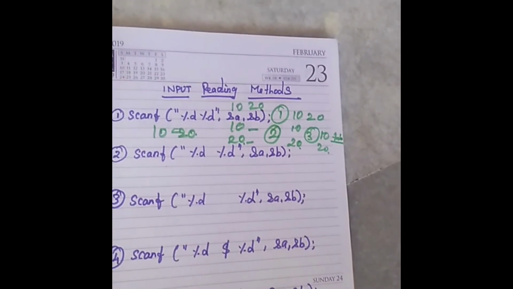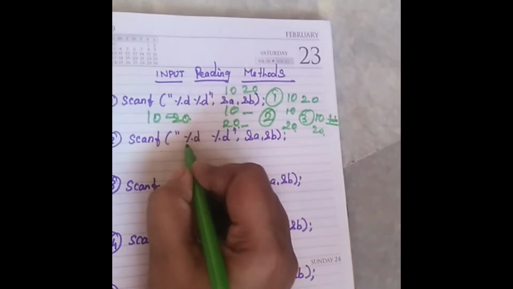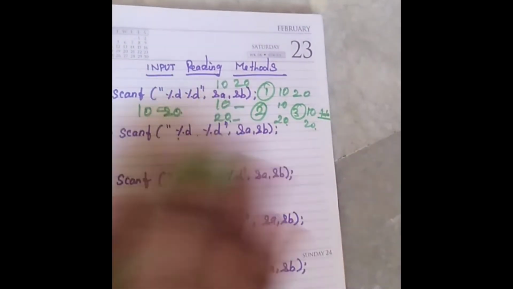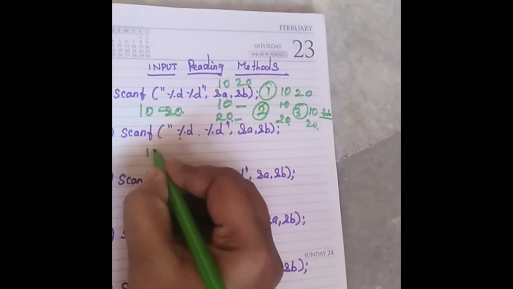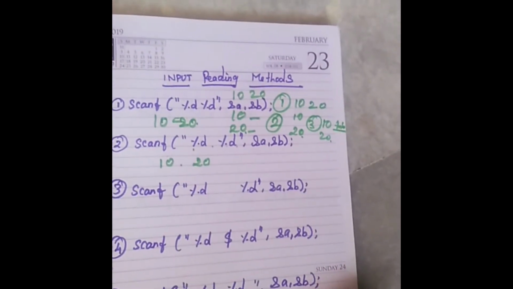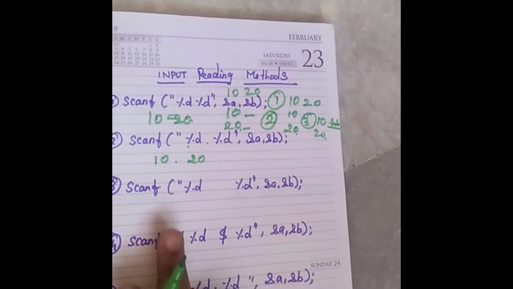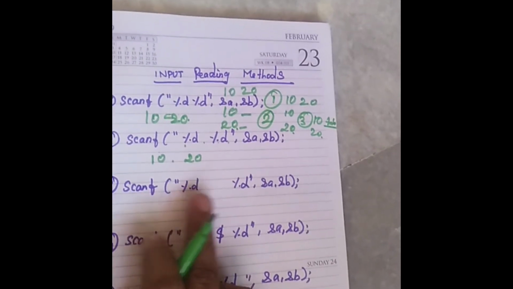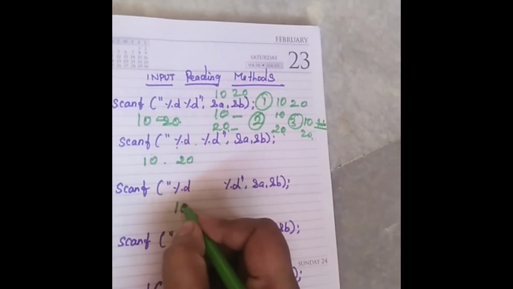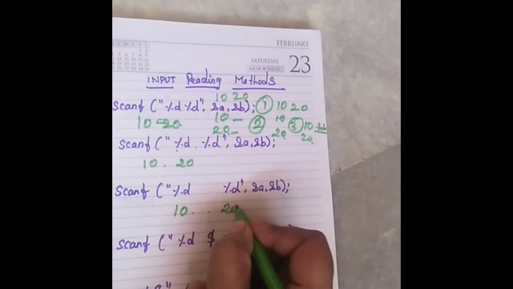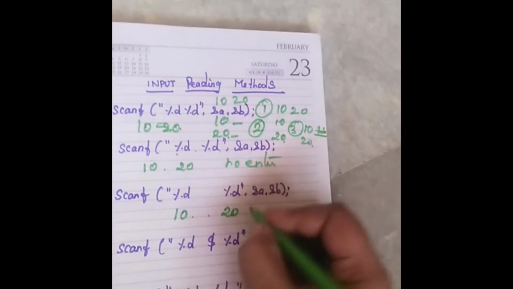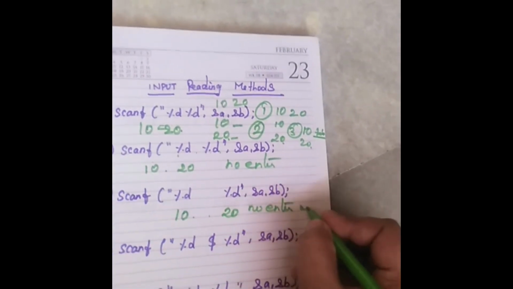Next, the second way: scanf("%d %d"). So how can we get the input? Only with a space between the data: 10 space 20. This is the way to read the input. Next, scanf with two spaces between the formats: the first data will be here, and after two spaces the second data will be considered. There is no enter key; no enter will work.